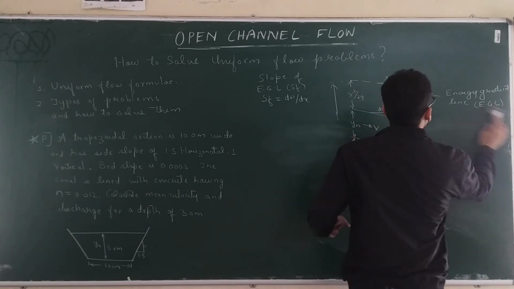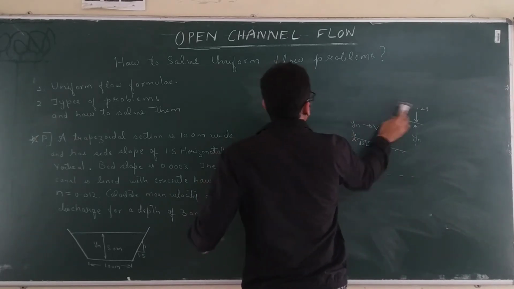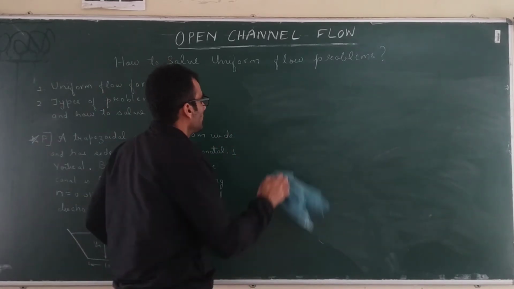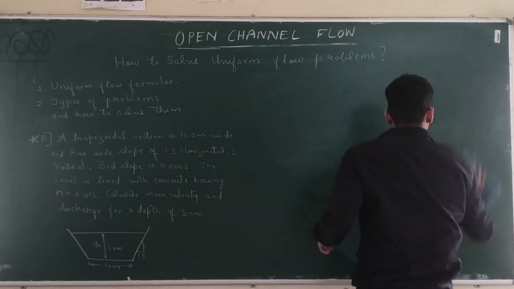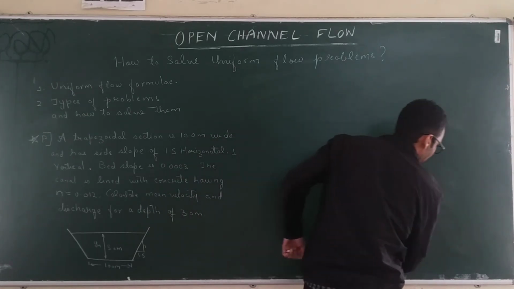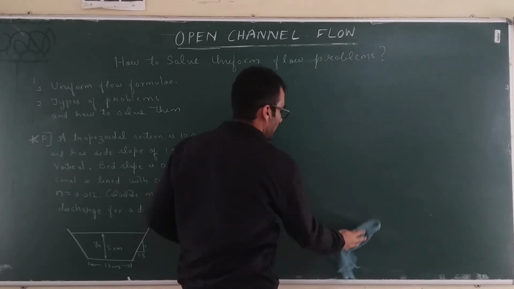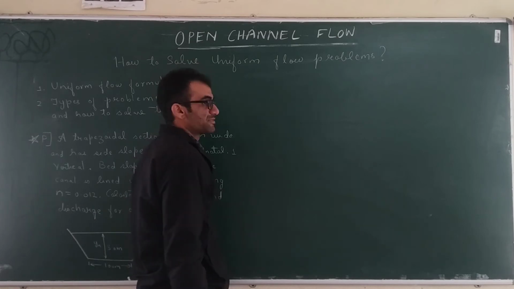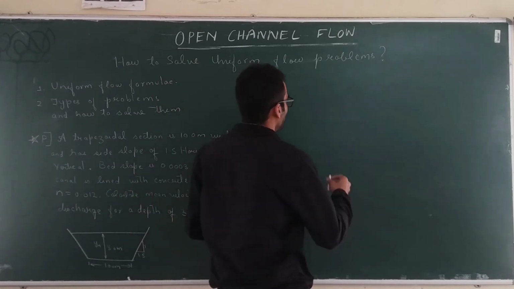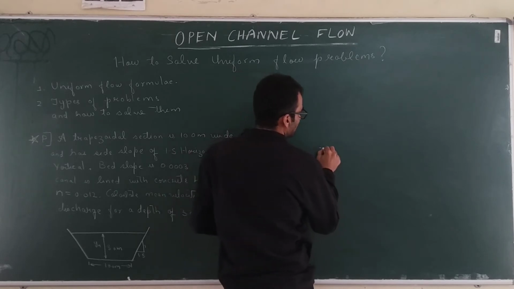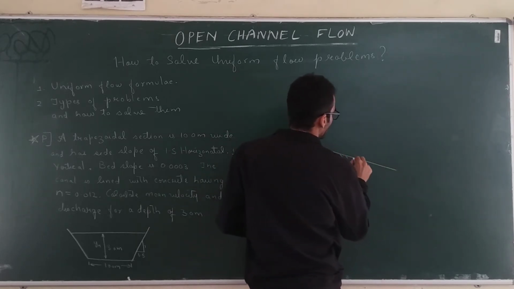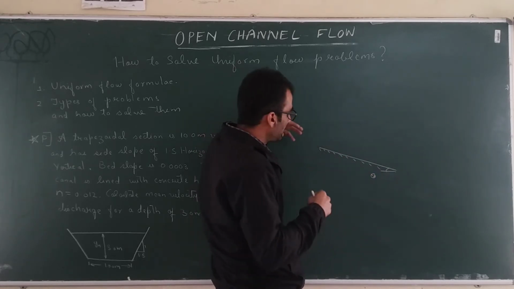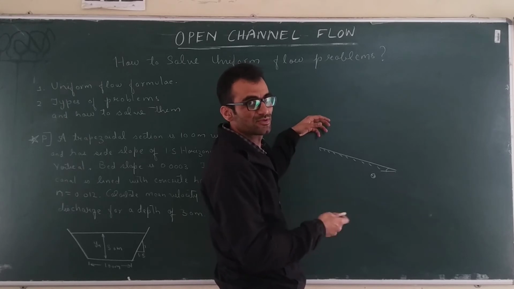Okay, let's go ahead. We saw last time some formulas of uniform flow. Whenever uniform flow is occurring in a channel, we saw how it develops and what the formulas are. Imagine that you put some water in an open channel. Always remember how uniform flow gets developed.